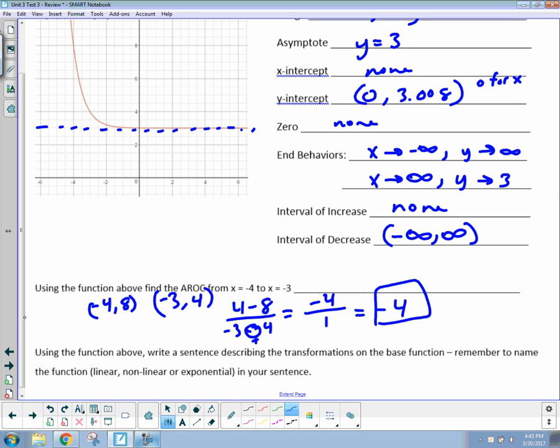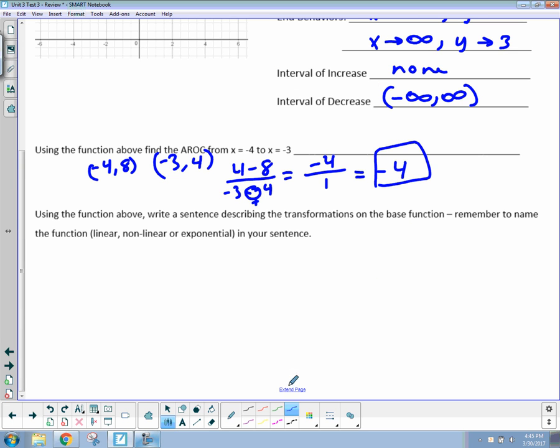Now it says using the function above, write a sentence describing the transformation of the base function. Remember to name the function linear, nonlinear, or exponential in your sentence. So, I'll go ahead and write all this out. We're going to say the exponential function. You know what? I'm going to type it out. Yeah, let's type it out.